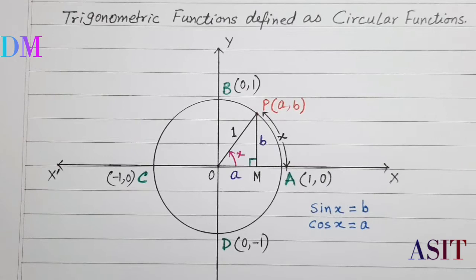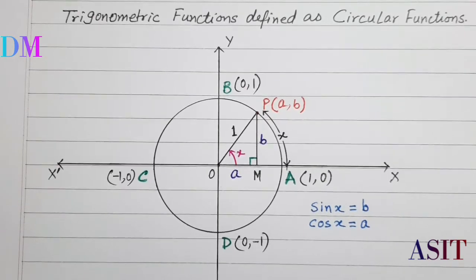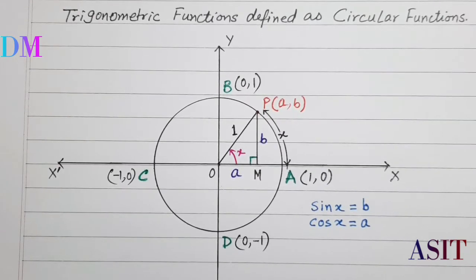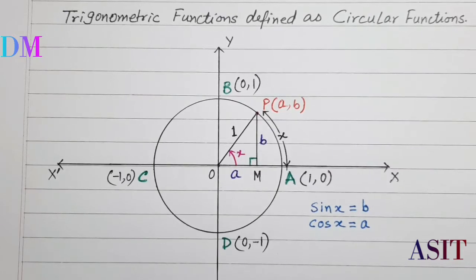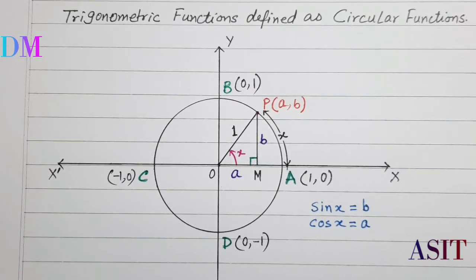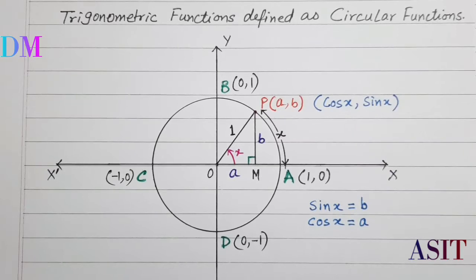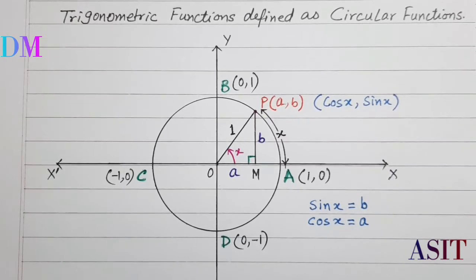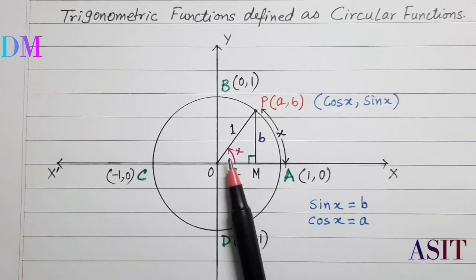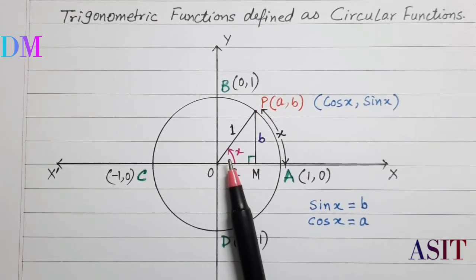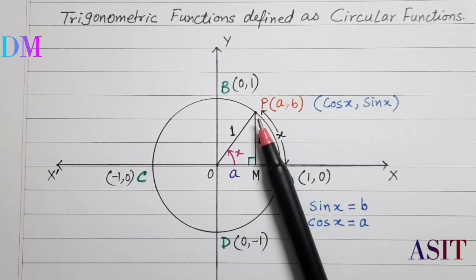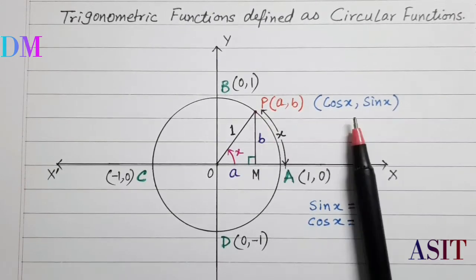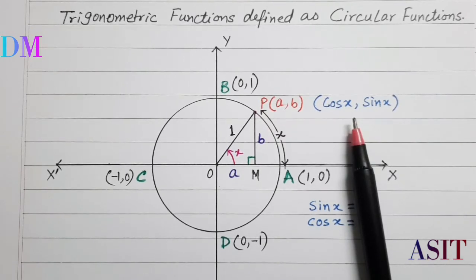Hence we can define sin x equals b and cos x equals a, since the hypotenuse is 1 unit. We can also write the coordinate of P as (cos x, sin x). So one thing is clear, that if this angle is x radian, then the coordinate of this point P is given by (cos x, sin x).